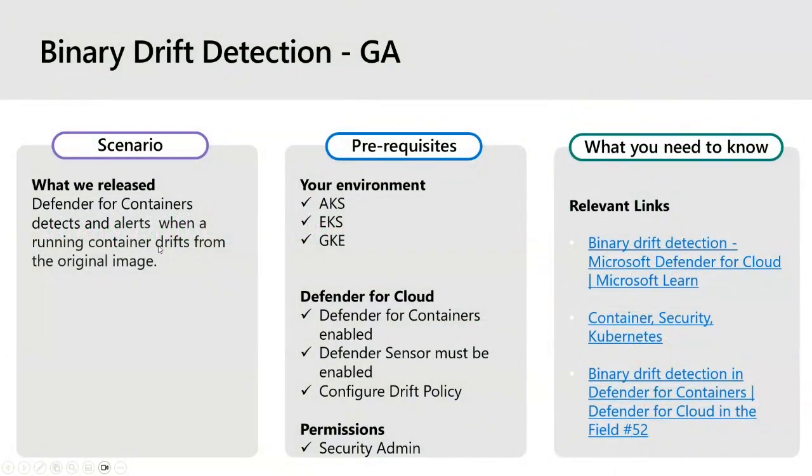Okay, so the binary drift detection feature is now generally available. Let me walk you through what exactly binary drift is. Container binary drift is when, let's say, someone runs an executable inside the running container that was not part of the original image. This can sometimes be intentional, or it can indicate an attack.